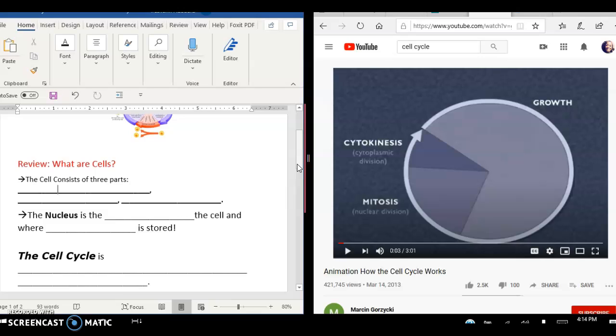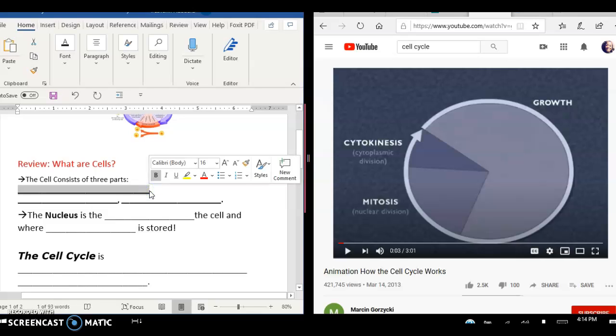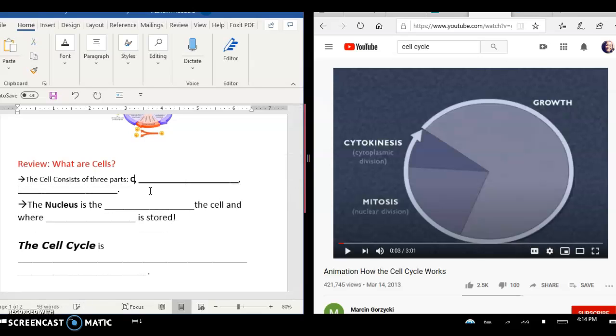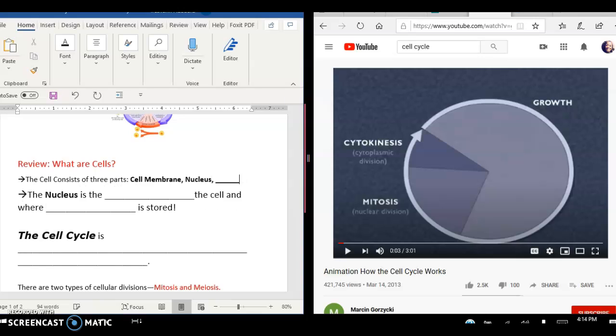So the cell consists of three parts. You have the cell membrane, and I want to make it clear that in the classroom I would usually be writing this on the board and my students would have handouts, but I would have to do it on the screen now. But we would do the cell membrane, the nucleus, and the cytoplasm.